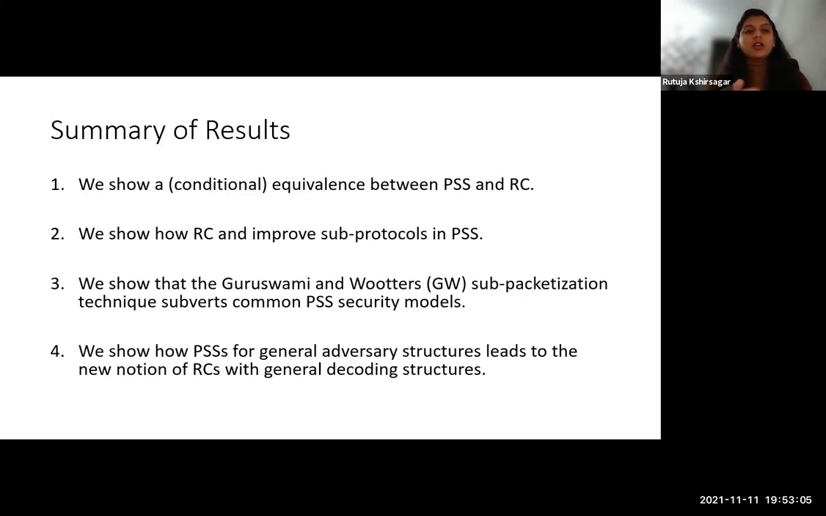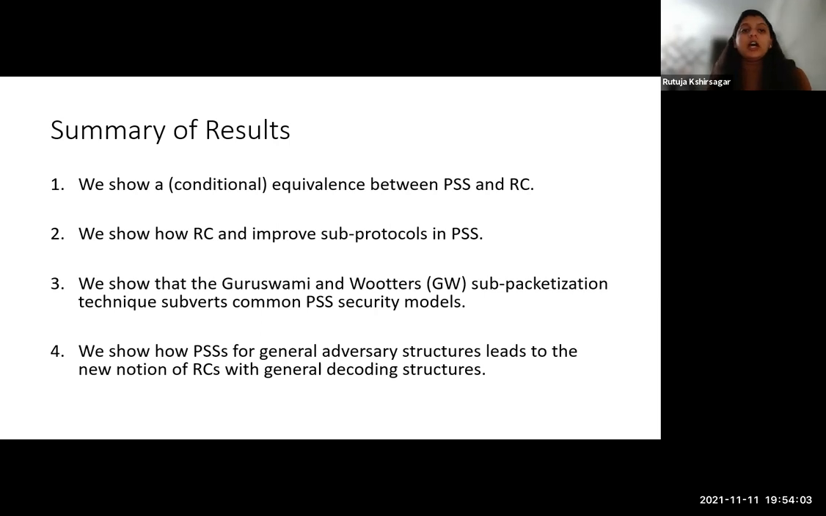To summarize our results, we have the following. We showed a conditional equivalence between proactive secret sharing and regenerating codes, in the sense that if we have a proactive secret sharing scheme, we can always implement a regenerating code from that. Whereas if we have linear MDS regenerating codes, then we can construct a proactive secret sharing scheme from them. We also showed how regenerating codes help improve sub-protocols in proactive secret sharing schemes. And then we used the Guruswami and Wootters idea of accessing subfield structures to determine proactive security of the proactive secret sharing scheme in two types of models, the dynamic leakage model as well as the static leakage model.